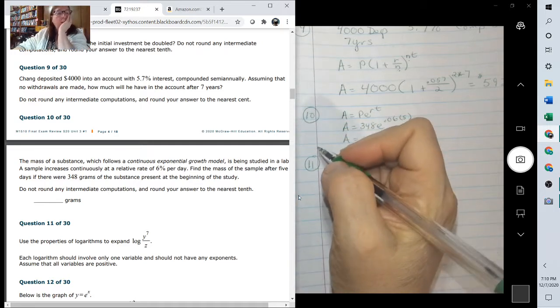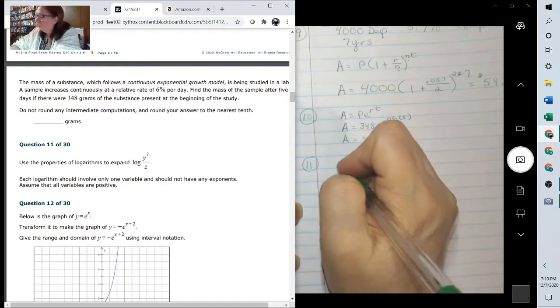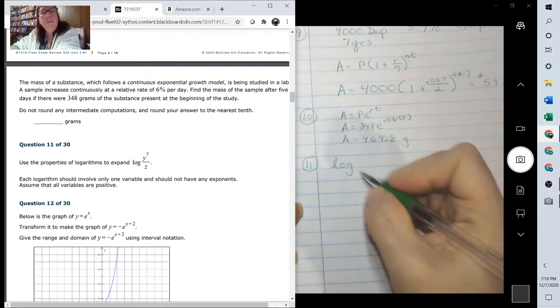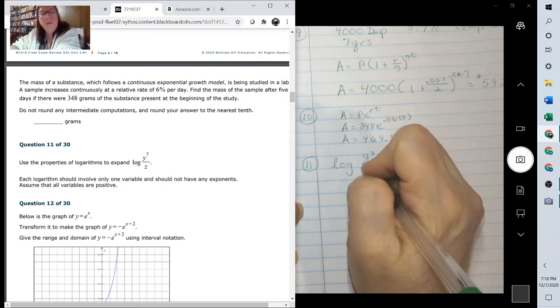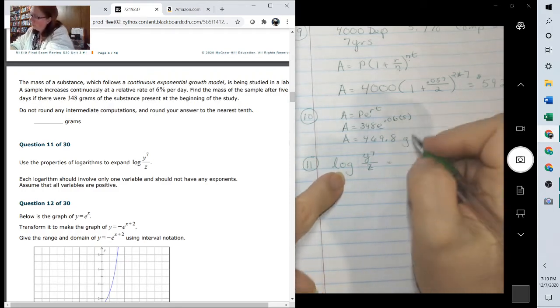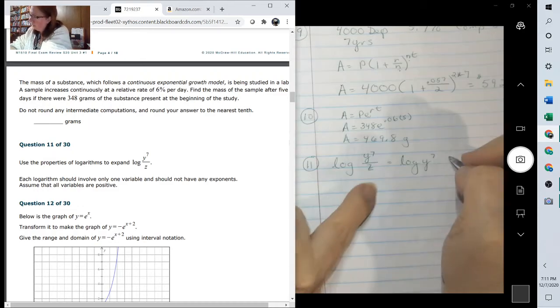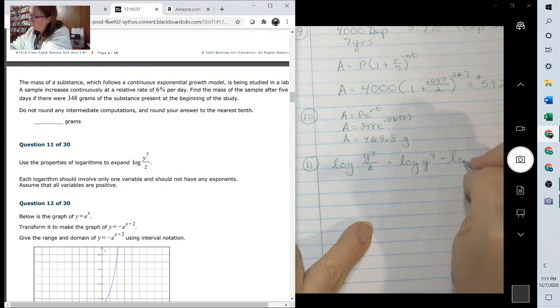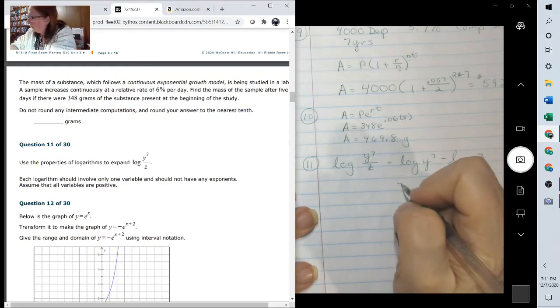Number 11. Use the properties of logarithms to expand. So the log, remember when there's no base, it's base 10, of Y to the 7th over Z. So Y is on top, log Y to the 7th. Z is on the bottom, so it's minus log Z. And then remember, your exponents come down in front.